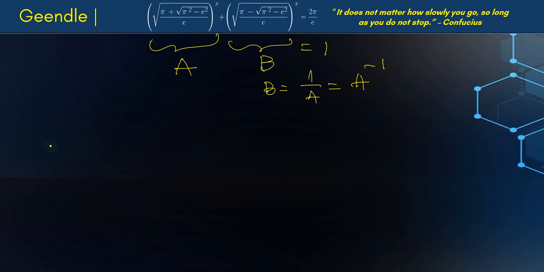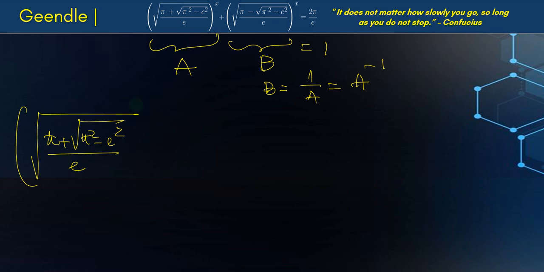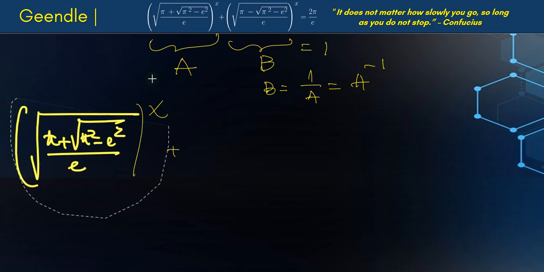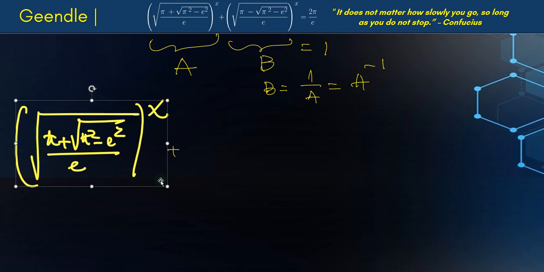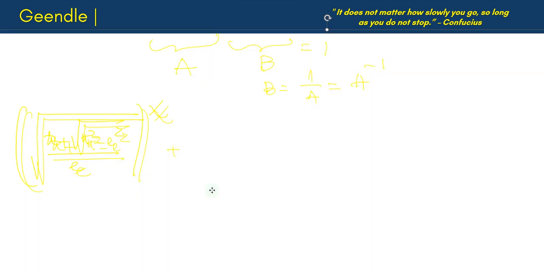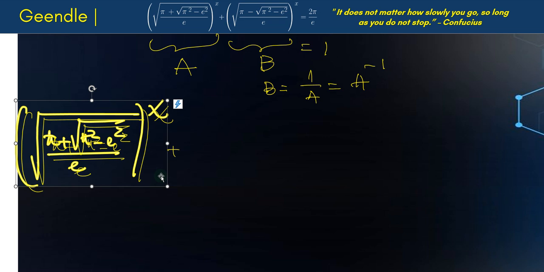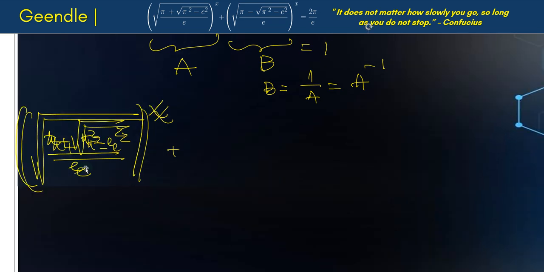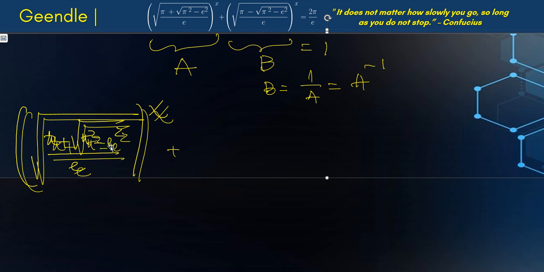pi plus square root of pi square minus e square over e, right? And this one to the power of x, and then plus the same thing, which I'm just going to copy this time because I don't want to rewrite this again, Control C, Control V. It helps a lot. I think it didn't copy. Okay, now it worked.